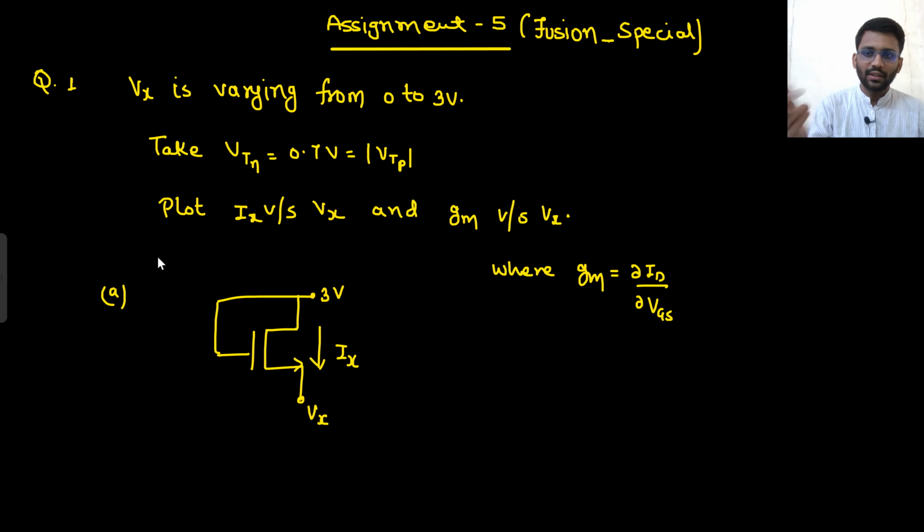So this is the first question. This question has 3 parts. You have to draw the Vx versus Ix curve for this particular circuit. Your Vt value is given, your Ix value is given, and you are sweeping Vx from 0 to 3 volts. Sweeping means I am increasing from 0 to 3 volts. And you need to plot the Gm versus Vx curve as well. The definition of Gm is also given, that is del ID upon del Vgs.